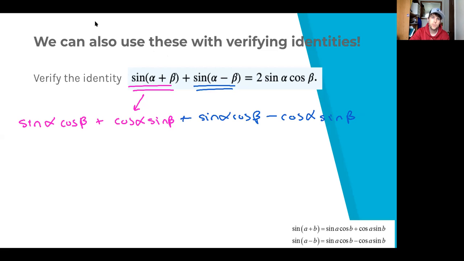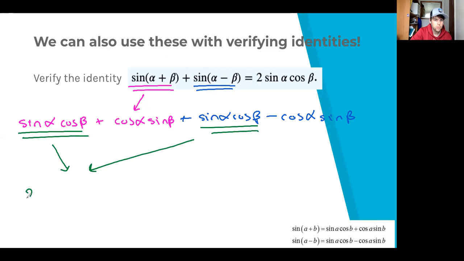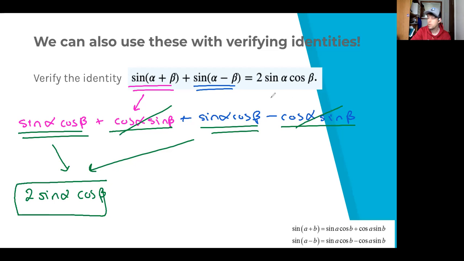At this point, we want to make sure we identify some like terms. So we have sine alpha cosine beta, sine alpha cosine beta. They're both positive. We add those two things together and end up with 2 sine alpha cosine beta. But we also have some like terms here. Cosine alpha sine beta, positive. Cosine alpha sine beta, negative. Those things cancel each other out. And there we go. We end up with exactly what we were trying to demonstrate in the identity. Again, it's an identity, so we're working with one side, trying to show that it matches the other one. Pretty easy identity in the scheme of what we've been doing in the past.